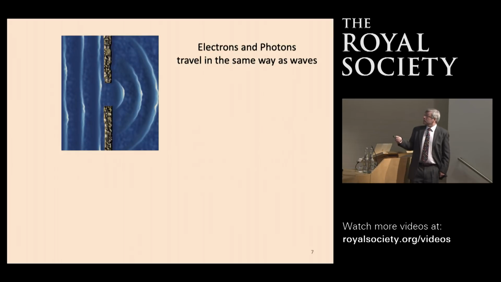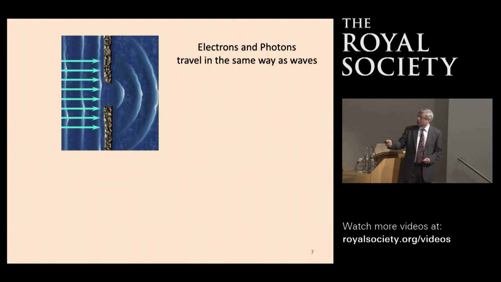Electrons and photons travel in the same way as waves travel. So I have here a picture of some waves in the sea, and they are approaching this sea wall here. The waves are coming to the right. Wherever you look, the waves are coming to the right. But you see on the far side, on the right-hand side of this hole in the wall, that's no longer true. Those waves are spreading out.